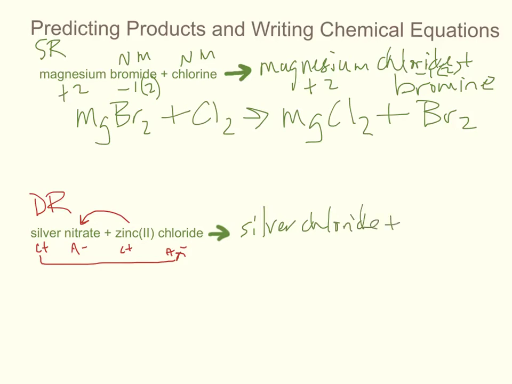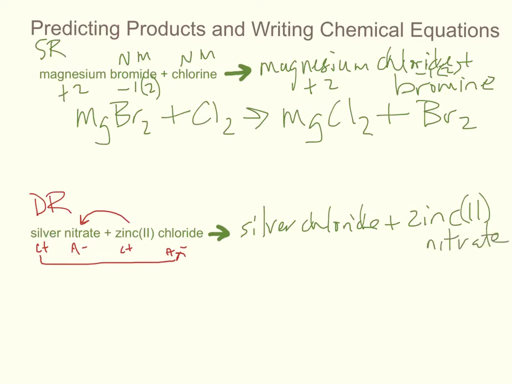plus zinc. Now let's not forget this. Zinc here is a transition metal. It's zinc 2, so I'm going to keep the 2 there. So zinc 2, and then nitrate. And I'm going to write it right here because I'm out of room.